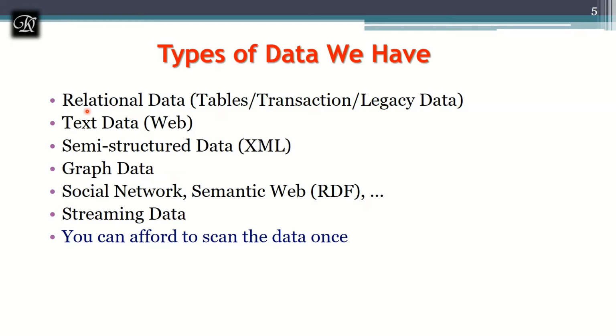Next, text data. We have blogs, we have email, we have many things from the web, right? Even we have pictures, scientific research files. All these things are going to be from the web.